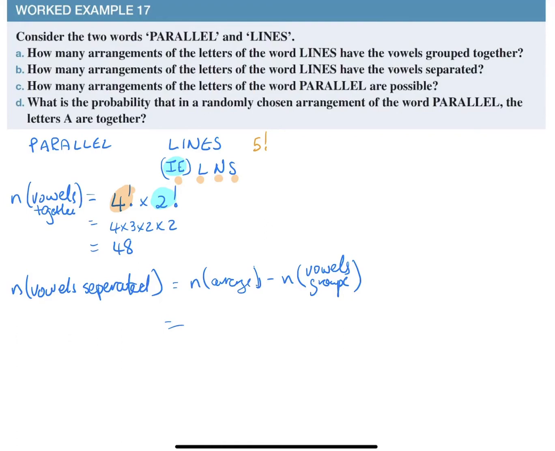Which means, if I just look at the values, it would be 5 factorial, take away 48, which is 4 factorial, 2 factorial. Okay, so it's 4 factorial times 2 factorial, or it is 48, and the 48 we get from the previous step. Now 5 factorial, 5 times 4 times 3 times 2 times 1, that will give us 120. And 120 take away 48 gives us an answer of 72.